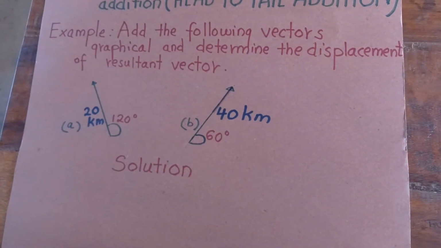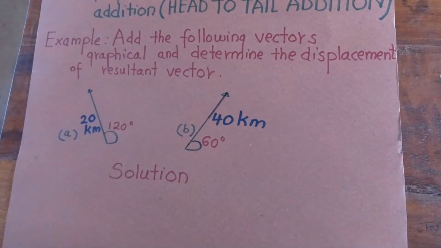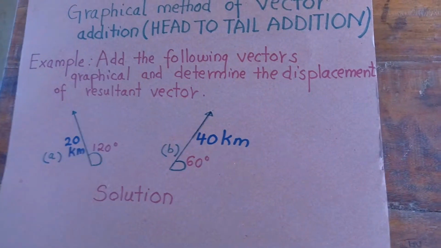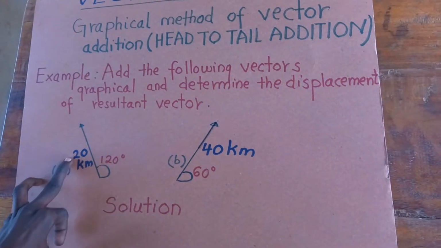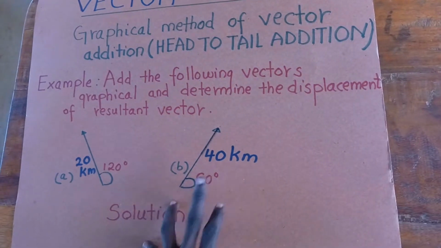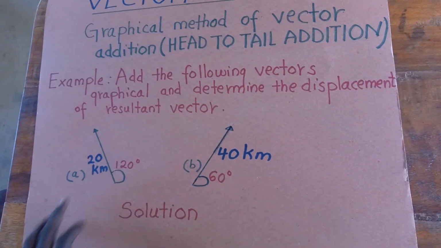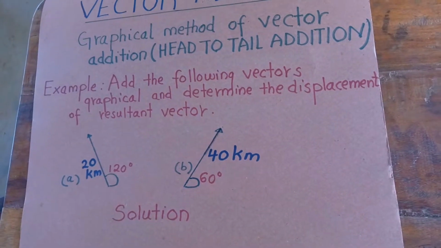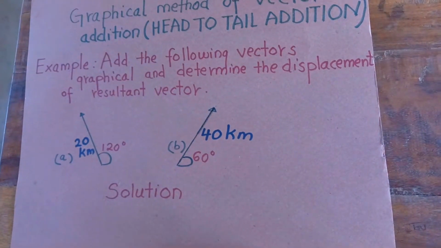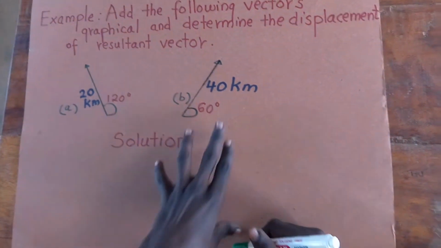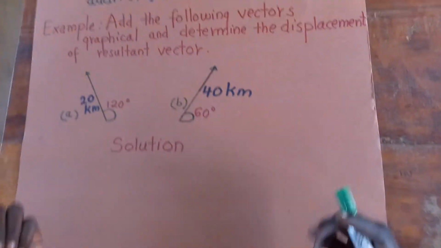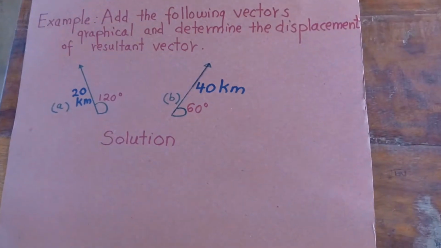When we're talking about displacement, it means we must find the direction and the magnitude of the resultant vector. As you can see, we have 20 kilometers for vector A and 40 kilometers for vector B. You can't draw 20 kilometers on a card like this, so we must use a scale to represent the magnitude of the vector. So we are supposed to choose a suitable scale. That is step number 1, a scale.